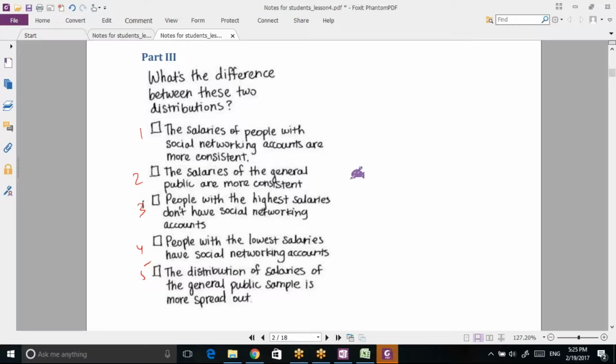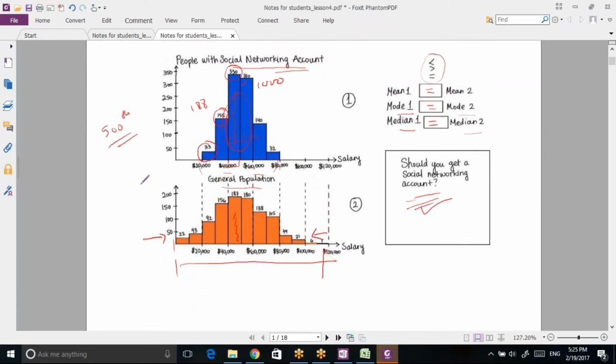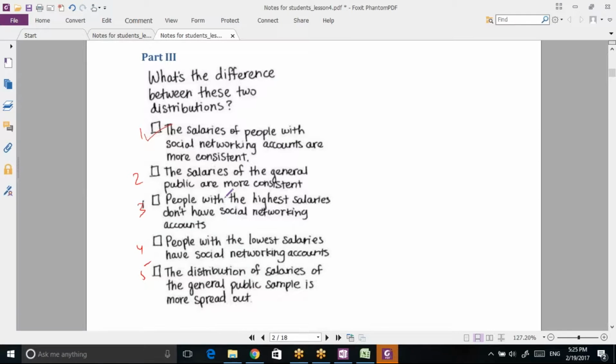Okay. I think you got mostly correct. The salaries of people with social networking accounts are more consistent. This is true. Kantesh, you did this one wrong. This is more consistent, the first one, because they are close to each other. But this one is not that consistent. So the first one is correct, that the salaries of people with social networking accounts are more consistent. Now it makes the second one of course wrong.